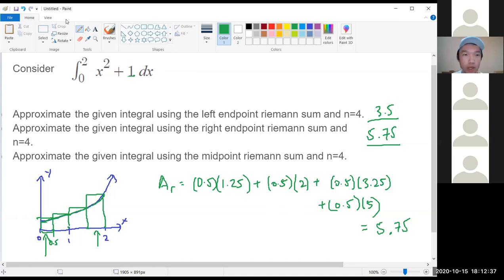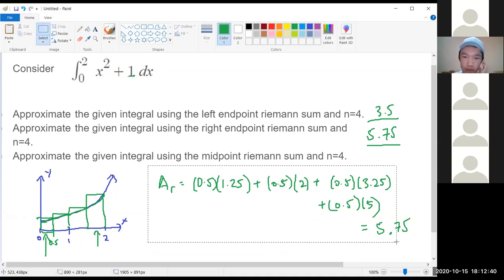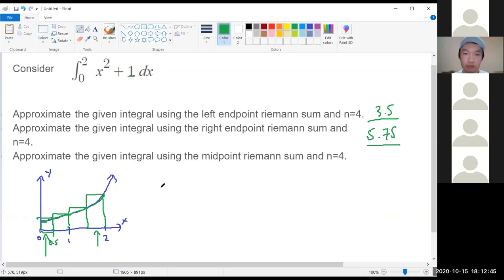Okay. And then the last one is midpoint. That one is the same thing, except now the height of your rectangles is not dictated by either the left or right side, but the midpoint of the interval. So we use A sub M. We just use a different color. So they're going to be sort of like over here. Okay. So now the rectangles are like this.